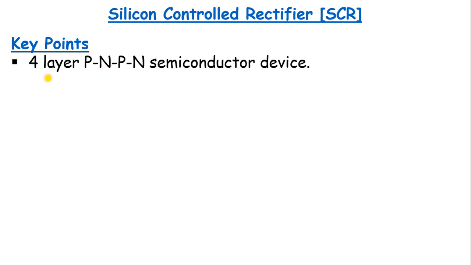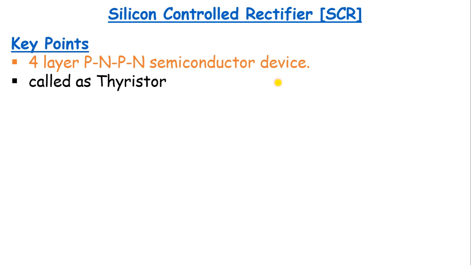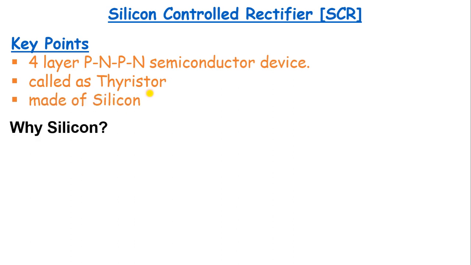Basically, an SCR is a 4-layer PNPN semiconductor device. Sometimes this SCR is called a thyristor, and generally an SCR is made of silicon. You should know why silicon material is used in the fabrication of SCR compared to germanium.